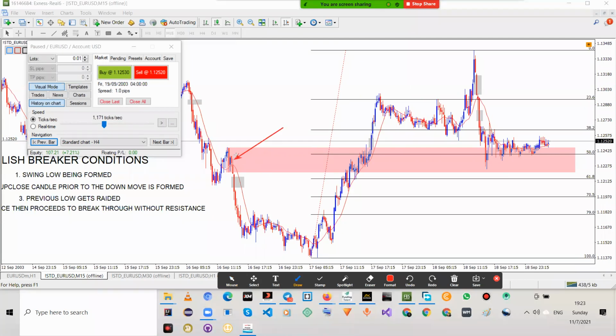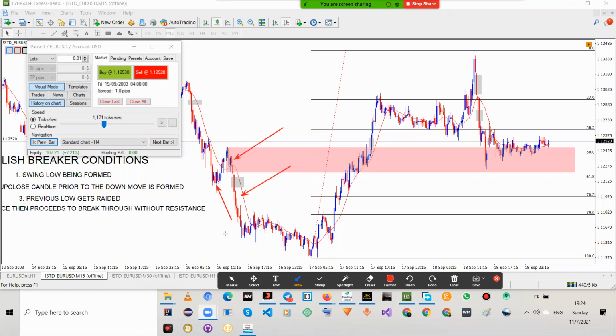So we had left off at the part where we were talking about the up close candle prior to the down move being formed and having the previous low raided. This is the previous low. As you can see, the previous low has been raided. It is raided, meaning it has been broken through. That's raided.